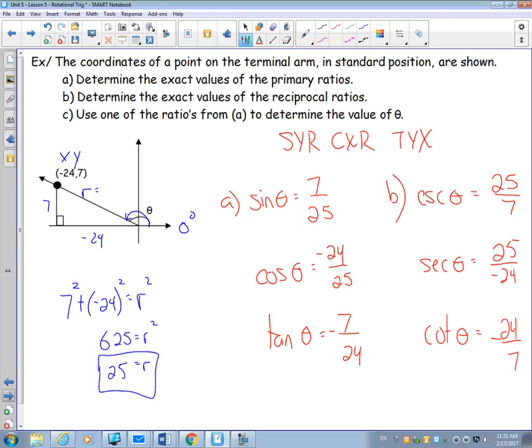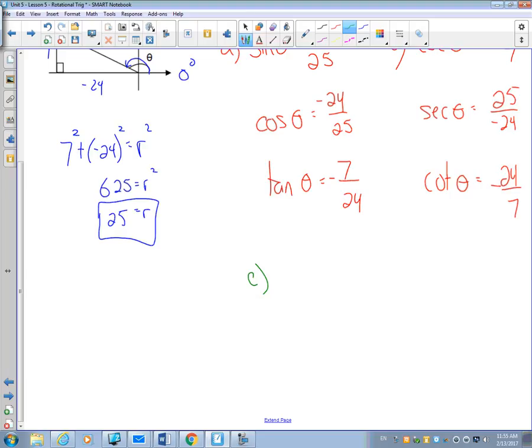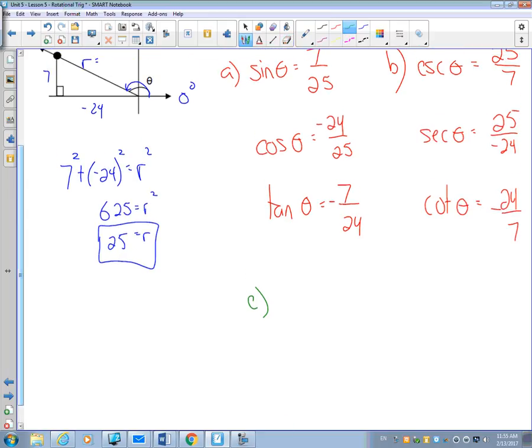Part C, use one of the ratios from A to determine the value of theta. So I have a choice. I have any one of these 3 equations I can use to find my angle. How do I find the angle? I take an inverse. So I need to take the inverse of one of my ratios. Which one do I want to use? Well, I like using positives. I think positives make my life a little bit easier, so I can use the first one. So theta will be the inverse of 7 over 24. Now you can use any of the other 2. You can use cos, you can use tan. It doesn't make a difference. As long as you're using an inverse, you should get 16.3 degrees.